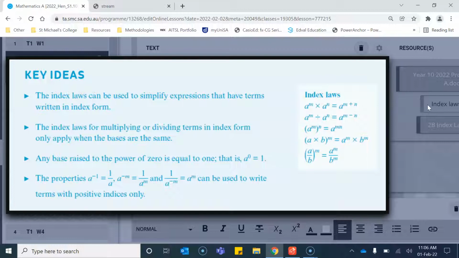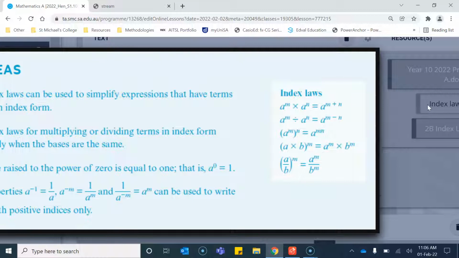What I would like you to do is pause the video here and copy these index laws into your exercise books. I'm just going to talk through each of them. In the first two, you'll notice that we have the same base. When the bases are the same and I'm multiplying two indices, so if I have a to the power of m times a to the power of n, the base stays the same and I can add the indices. So we get a to the power of m plus n.